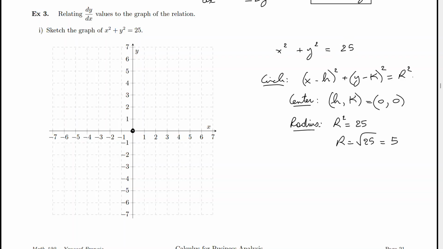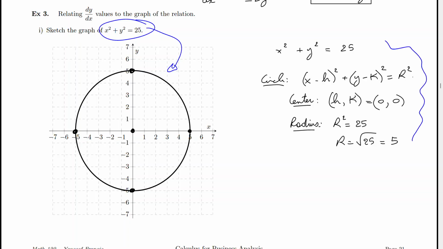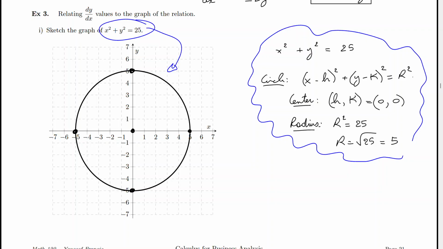So my center is 0, 0, and I have to walk 5 in all the directions. So this is the tip of the circle, this is the other tip, and so on. That's where my circle should start and end. If I draw the circle, it should look something like this. So this is what the equation x squared plus y squared equal to 25 would look like when it's graphed. Now, our TI calculator cannot graph circles very efficiently and quickly. This is why I spent a little bit of time talking about all this stuff, a reminder that you may have seen in an algebra class before.